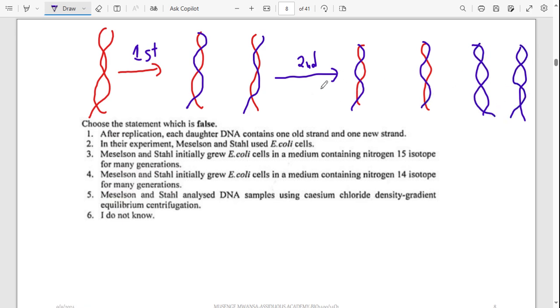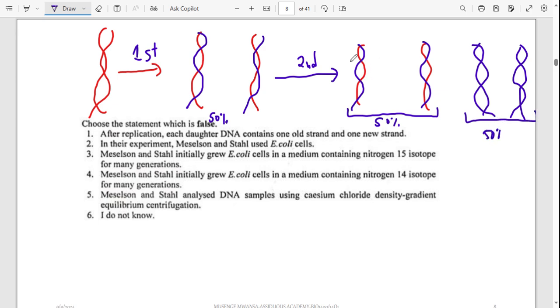So you can even work out this in terms of percentages. You can see that after the first division, you have got 50% old and 50% new. In other words, you only have hybrid. So it is 100% hybrid. Hybrid means a combination of old and new. But after a second replication, you have got these two are hybrids. They have got new and old. So 50% hybrid and then 50% new.